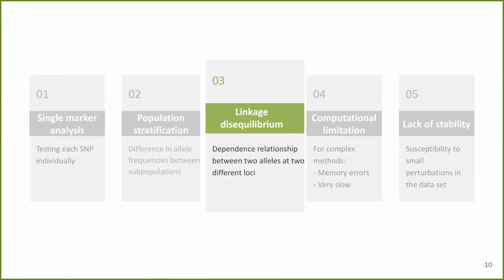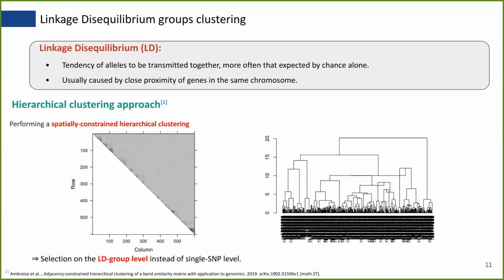Another problem in genome-wide association studies is linkage disequilibrium, and it is described by the correlation between nearby SNPs observed on the same chromosome. So we can say that the human genome could be clustered into sets of high LD regions that we will call LD groups. We used hierarchical clustering to obtain these LD groups for each chromosome in the genome. So the goal here is to perform feature selection at the LD group level instead of the single SNP level.